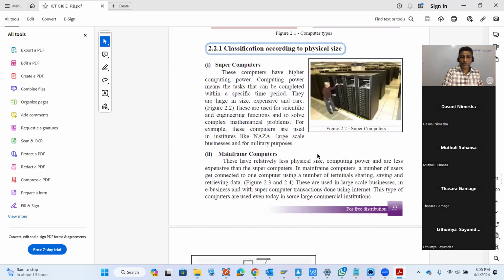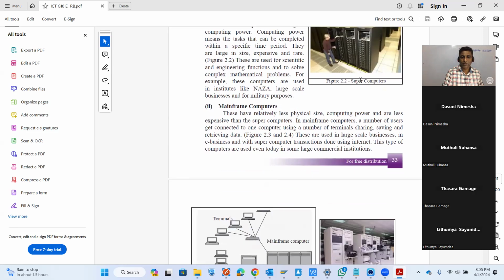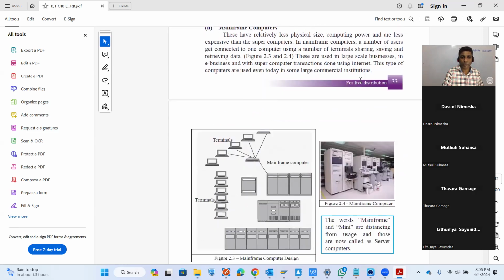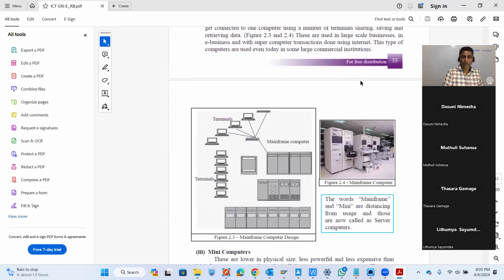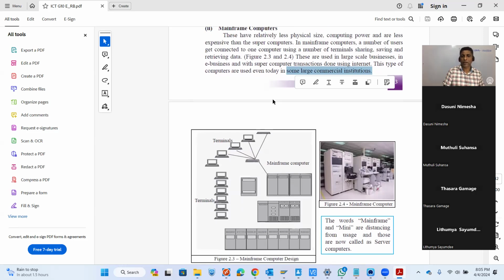So it's not basically like supercomputers, with less size and computing power, right? Large commercial institutes. So mainframe computers are basically used in large commercial institutes like harbors, airports, right? What else?